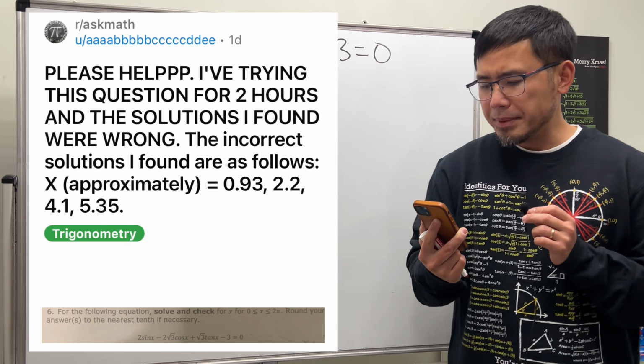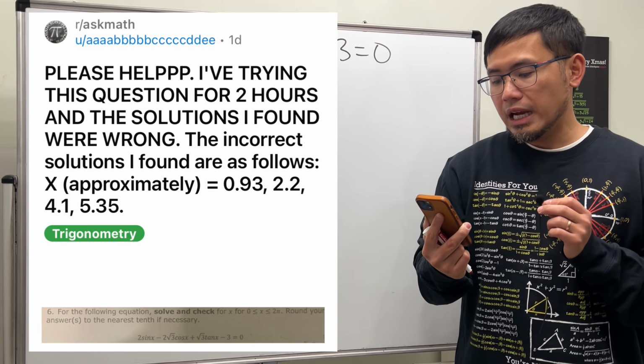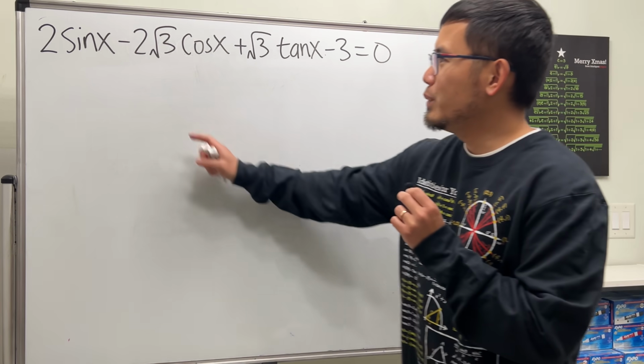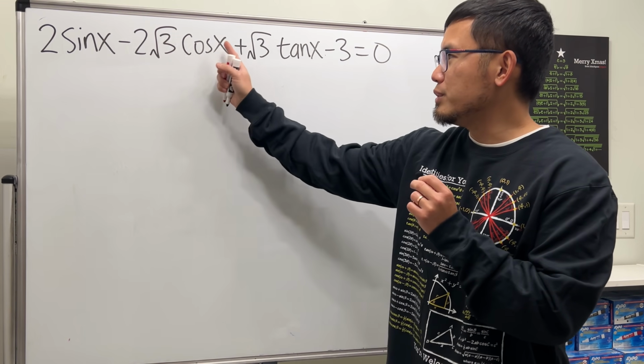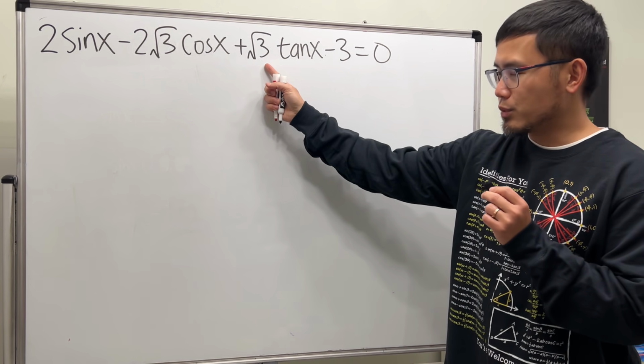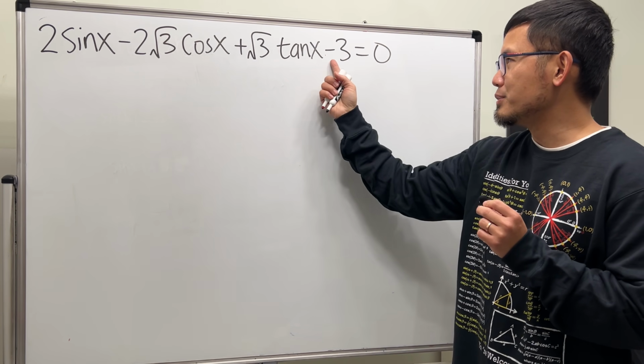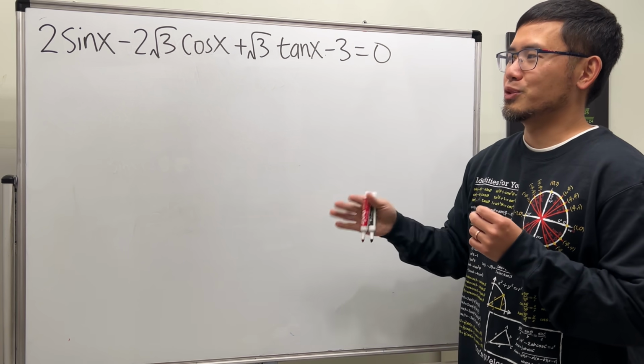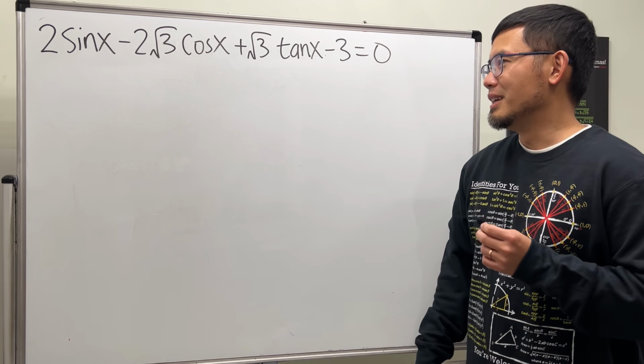Please help. I've been trying to solve this question for 2 hours and the solutions I found were wrong. Well, let me see if I can help you. Here we have 2 sine x minus 2 square root of 3 cosine x plus square root of 3 tangent x and then minus 3 is equal to 0. Yes, this is the hard one. I just struggled a little bit in order to solve it.